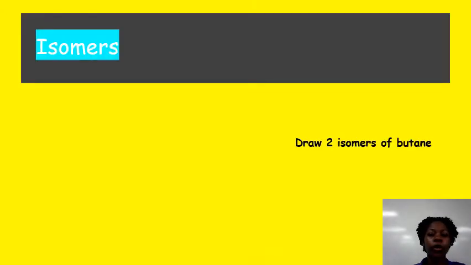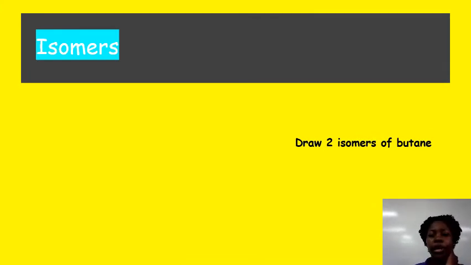Okay, so we can recall that isomers have the same what? What is the same and what is different? If you would have said that the molecular formula is the same but the structural formula is different, then you are correct. Okay, so isomers.